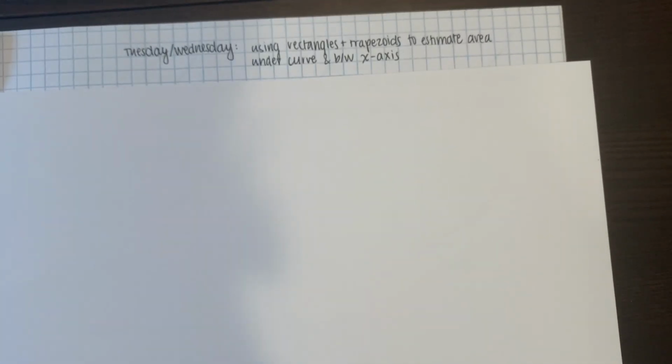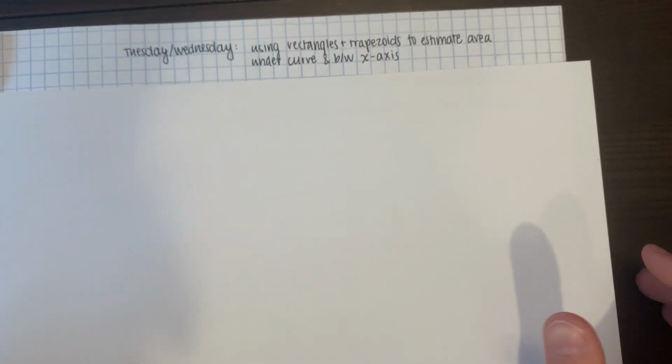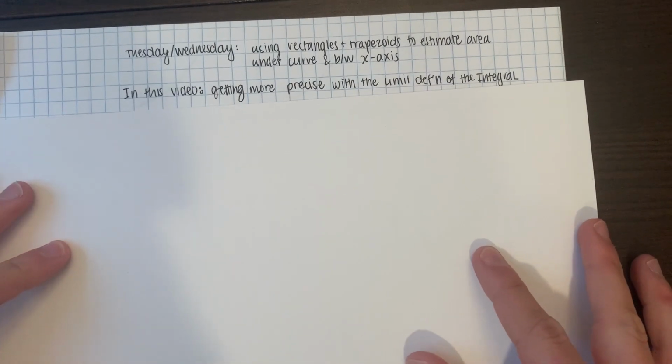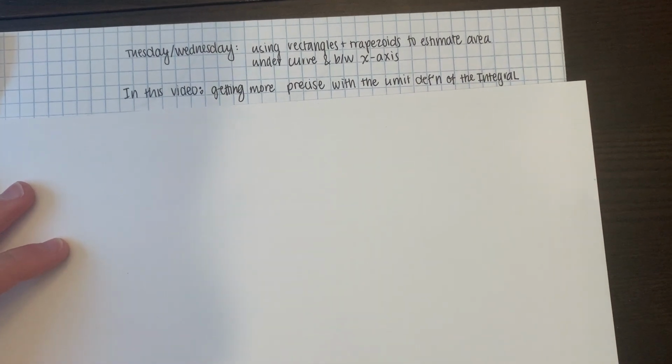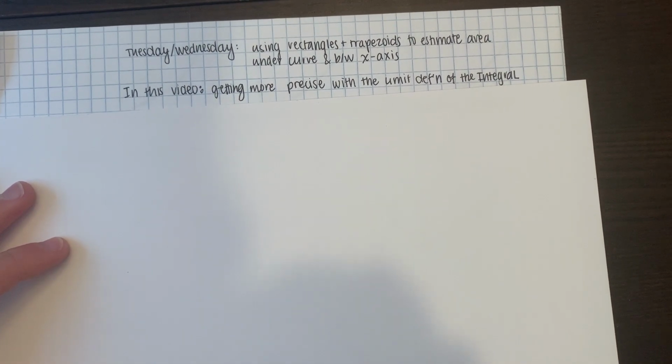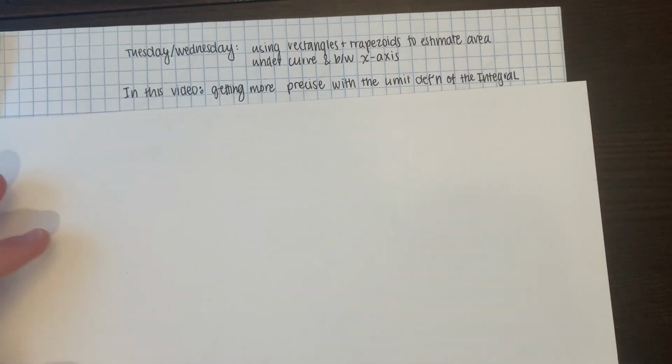Hello. So you are watching this video on either Tuesday or Wednesday evening, afternoon. We just talked about using rectangles and trapezoids to estimate area under a curve between the x-axis and the function itself. And so that, while a good estimate, is not exact. So in this video, we are going to get more precise with finding the area between a curve and the x-axis by using the limit definition of the integral.